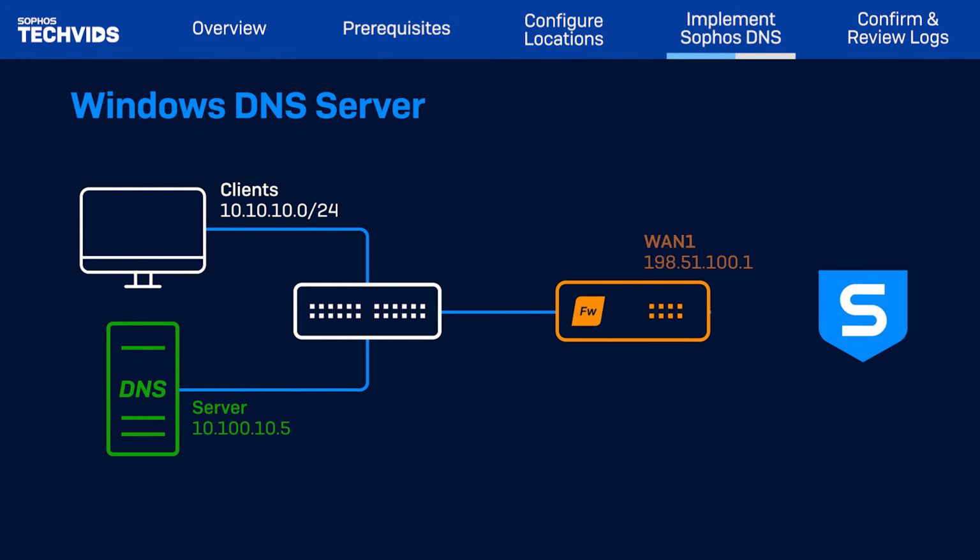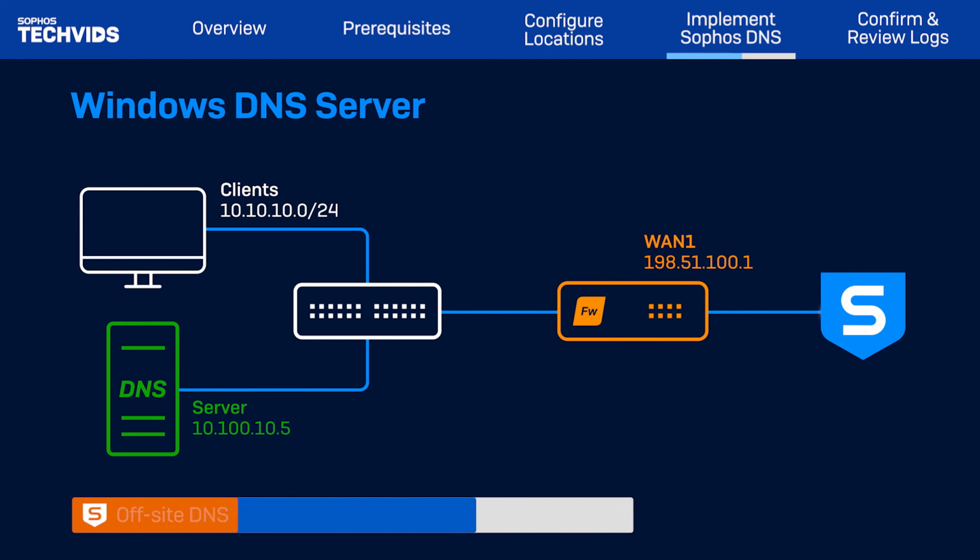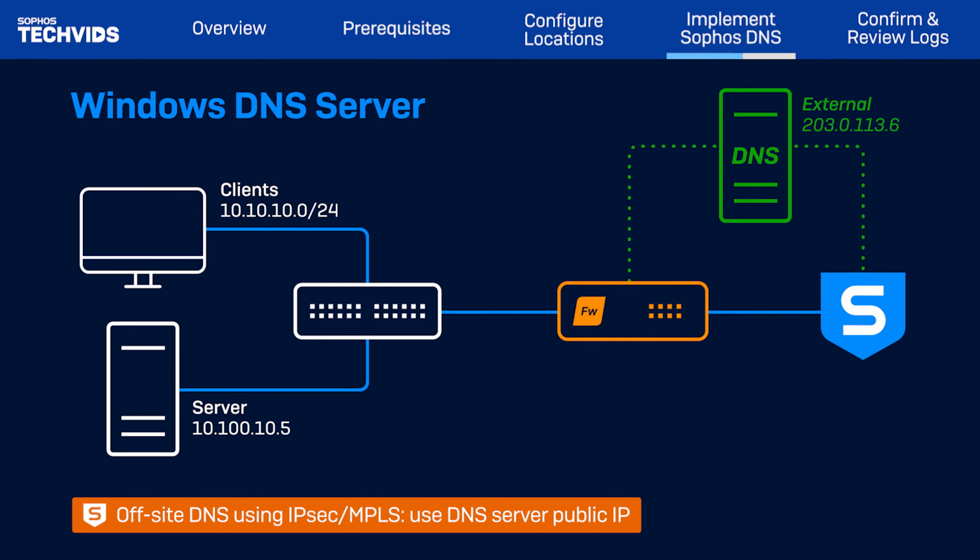In the next example, we'll demonstrate how to configure your DNS server in a Windows DNS server environment. All clients point to your internal DNS server and will require its DNS forwarders to be updated. Ensure the public source IP of any potential DNS request from the DNS server is added in the location. Note: if your environment utilizes an off-site DNS server that communicates over an IPsec tunnel or MPLS, it's likely the public IP address that the DNS server is located behind should be used, and not the IP of where the clients are located.